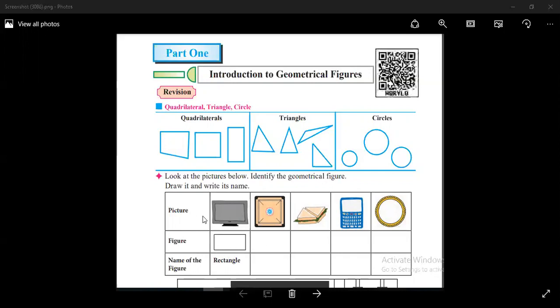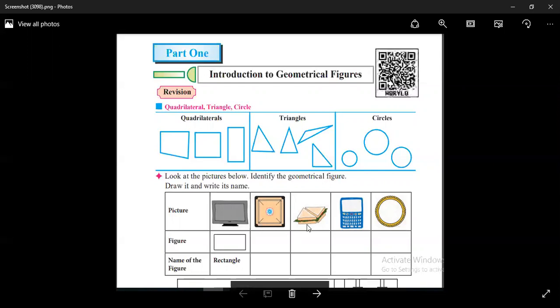Now here you can see the picture given of a TV. So the figure is rectangular and the name of the figure is rectangle. Now the next picture is of a carom board. So what is the figure here? Square. So you have to draw the square shape and then name the figure, that is the square.